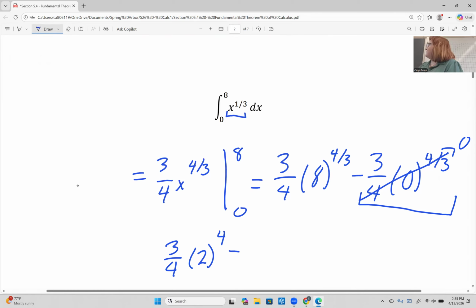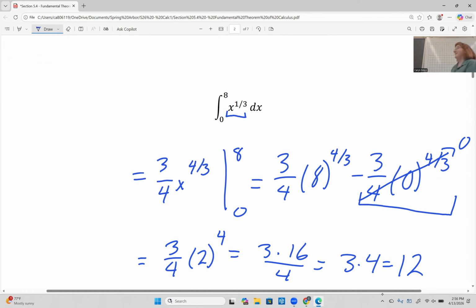There's a general rule of be smarter than the calculator. 2 to the 4th, we did already, that's 16. 3 times 16 divided by 4 is also, what's 16 over 4? Hopefully we can do that multiplication. You guys have done some really great exponent work today. And then 3 times 4 should get 12 as the area under that curve.